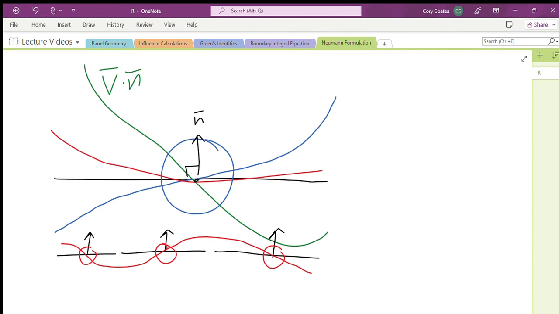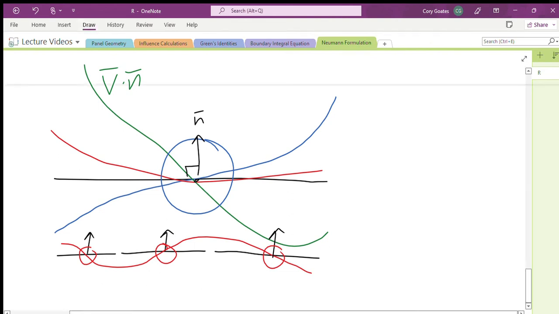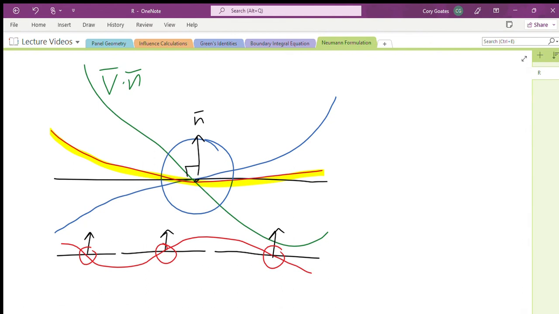In some areas where the velocity isn't changing dramatically, if this red line here is our true velocity, then having one panel there really isn't bad. But if this green line is our true velocity, that probably indicates to us that we need to put some more panels there. We need to introduce more refinement in order to really tie it down.